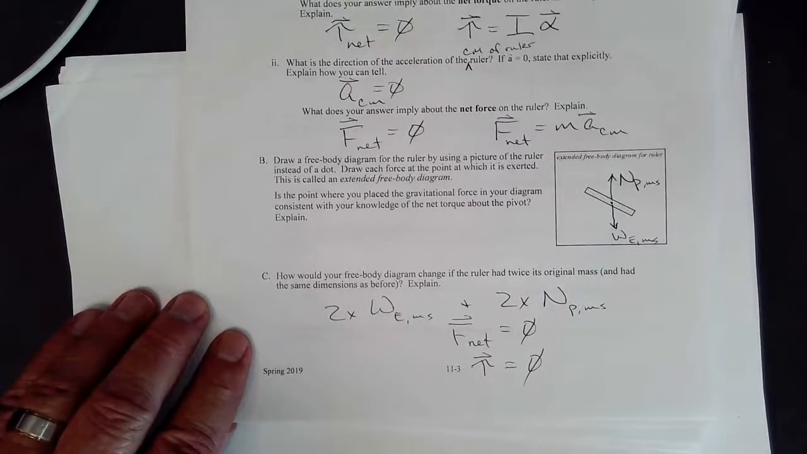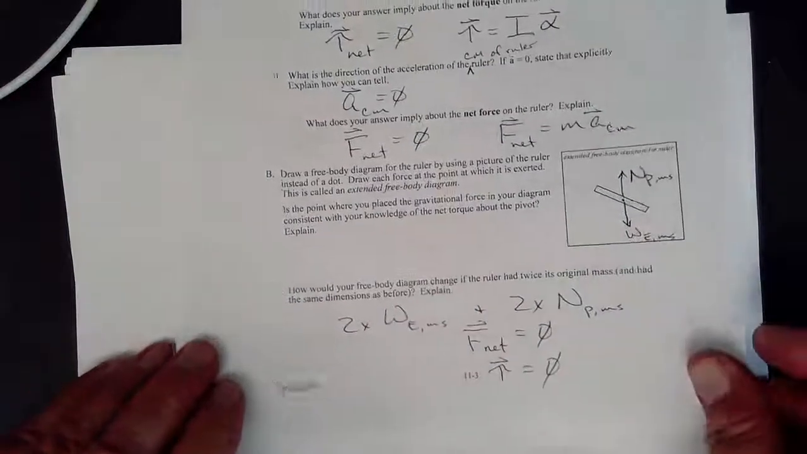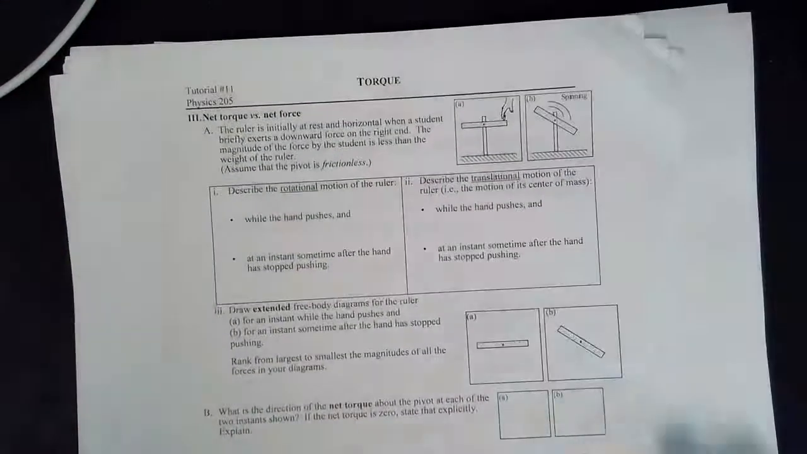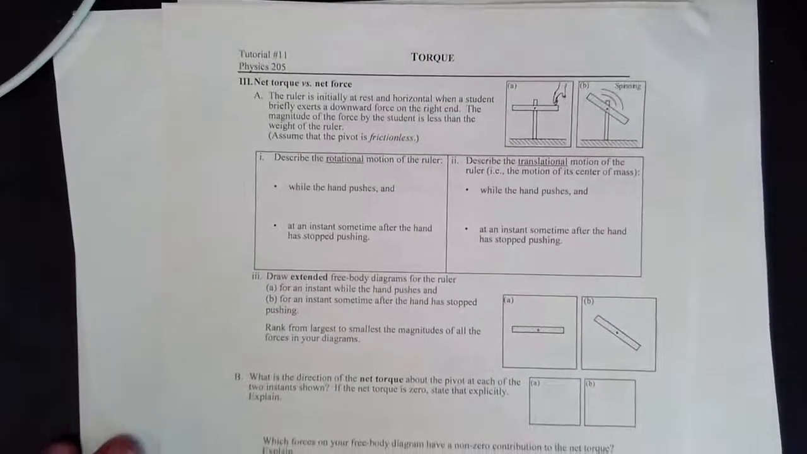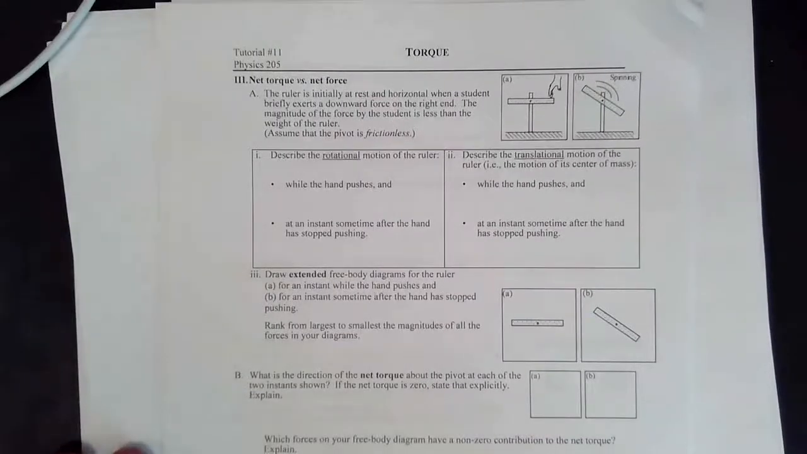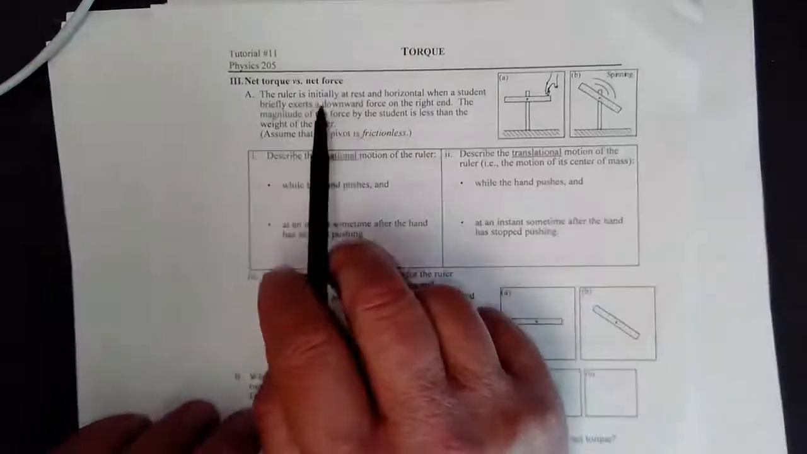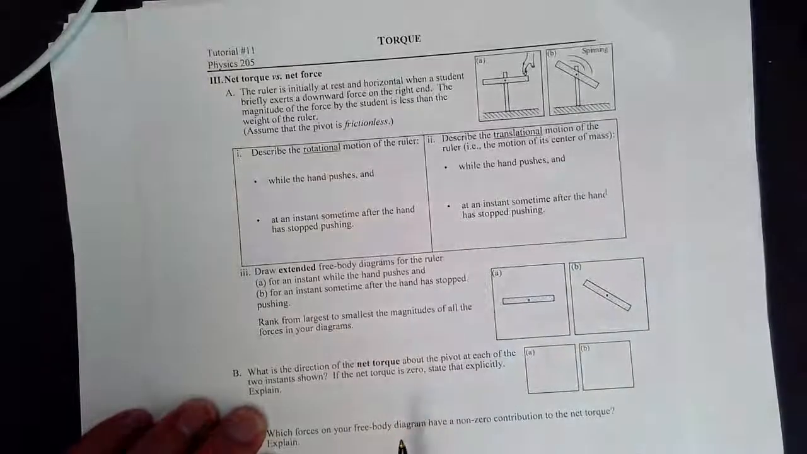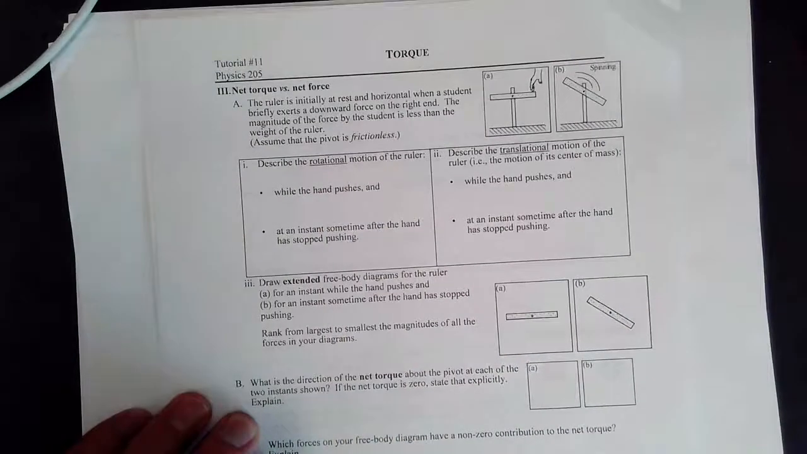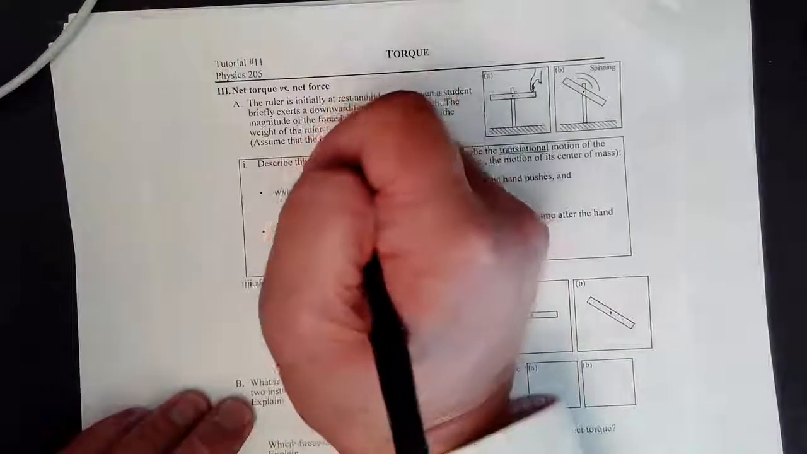Okay, now this page is arguably the most important page of the whole tutorial. This one really kind of gets at some key ideas that you need to wrap your brain around. The ruler is initially at rest and horizontal, and then a student shoves the right end of that ruler down. And the magnitude of the force by the student is less than the weight. We're going to need that information in a little bit.